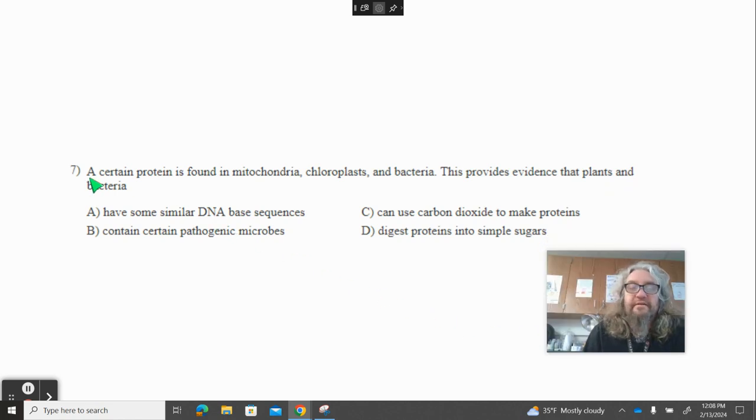Number seven, a certain protein is found in mitochondria, chloroplasts, and bacteria. This provides evidence that plants and bacteria, A, have some similar DNA base sequences, B, contain certain pathogenic microbes, C, can use carbon dioxide to make proteins, or D, digest proteins into simple sugars.